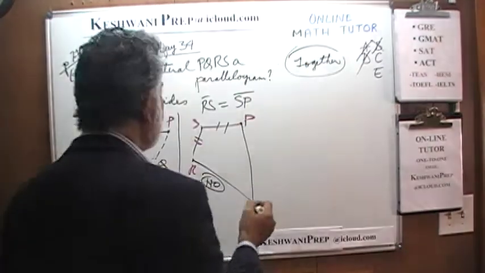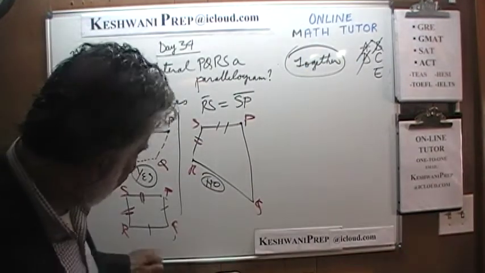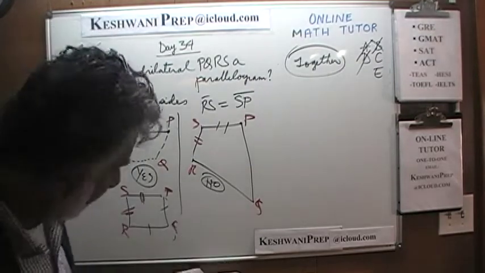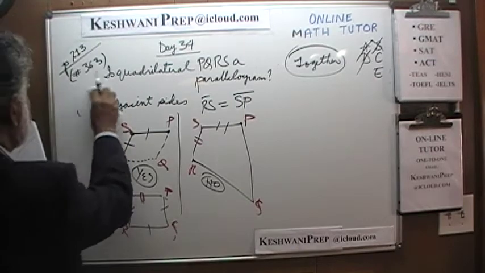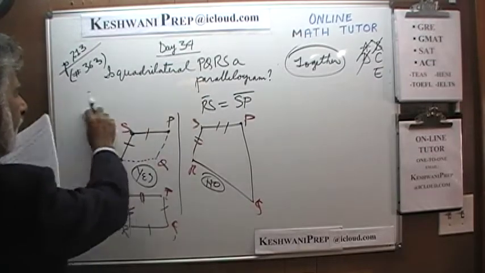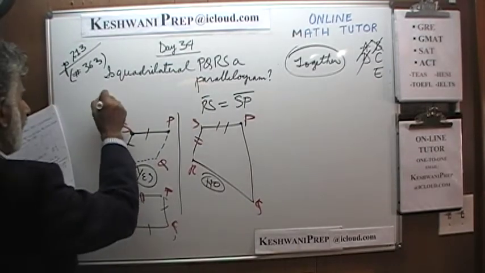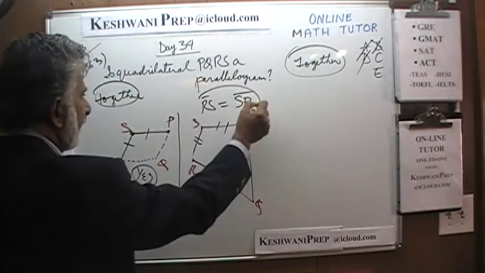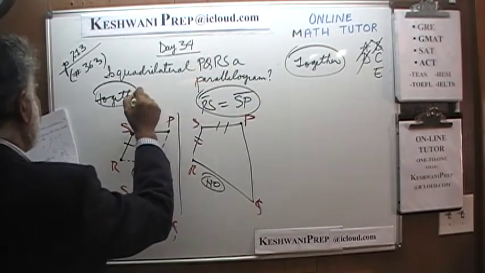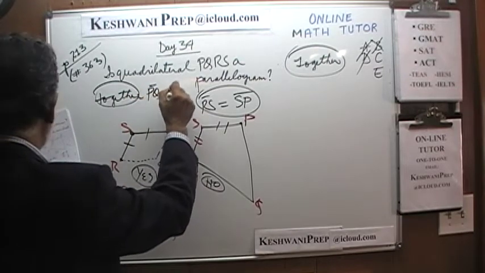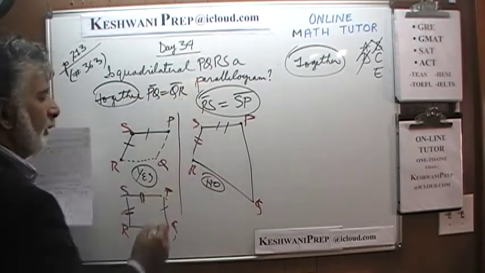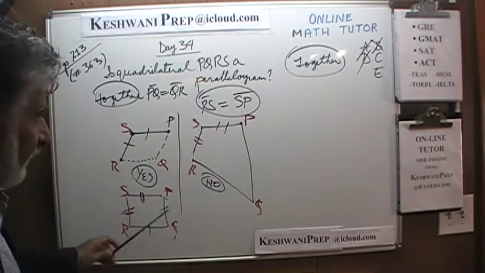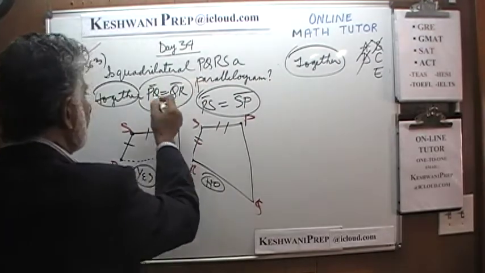When we put them together, remember we have to satisfy now two conditions. RS has to be equal to SP, that is the second condition, and the first condition was that PQ has to equal QR. Let's see what we can do now. Does it make it a parallelogram? Let's find out. It says PQ has to equal QR.